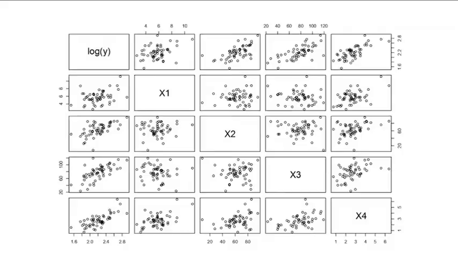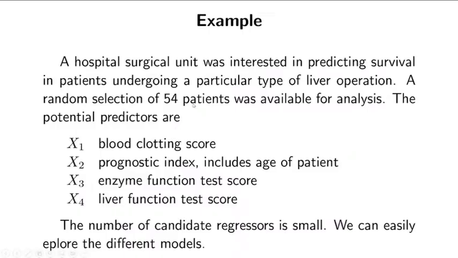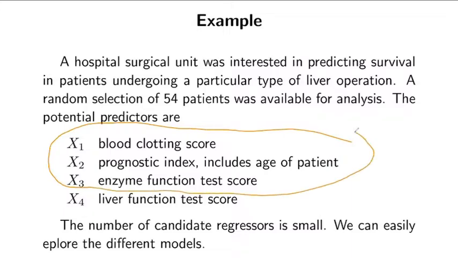What X1, X2, X3 is trying to tell us is that if I really want to predict the survivor in patients undergoing a particular type of liver operation, then the best predictor variables should be these here, which means we need to consider the blood clotting score, the prognostic index, and the enzyme function test score.